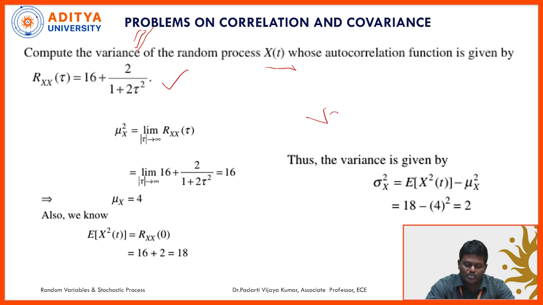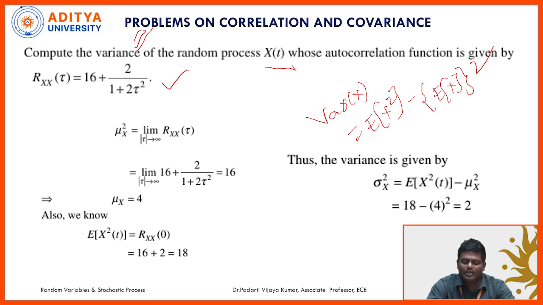We know that variance of x is equal to expectation of x square minus expectation of x whole square. So, this is the mathematical formula.